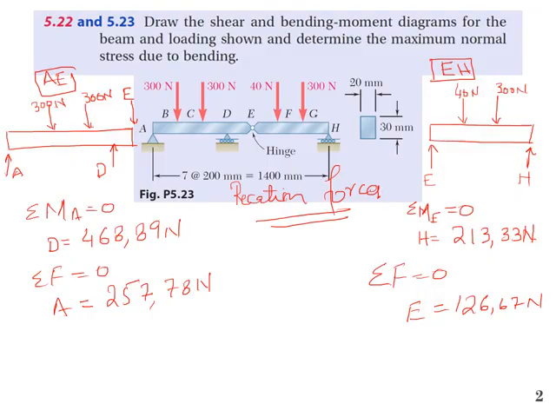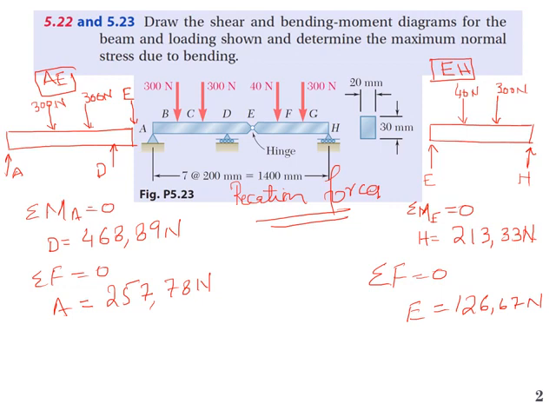5.23, let's see. Draw shear force and bending moment diagram for the beam and loading shown and determine the maximum normal stress due to bending moment. So for this beam AH, we have to find the maximum bending moment, and using that maximum bending moment, we will find maximum normal stress.